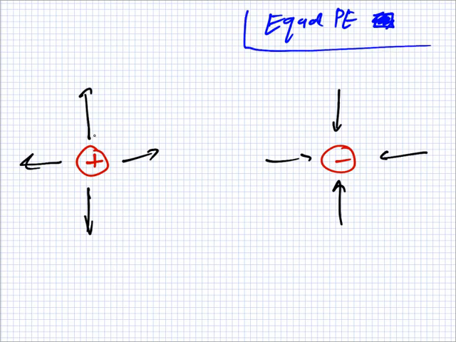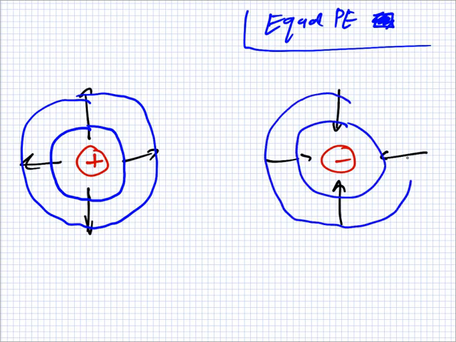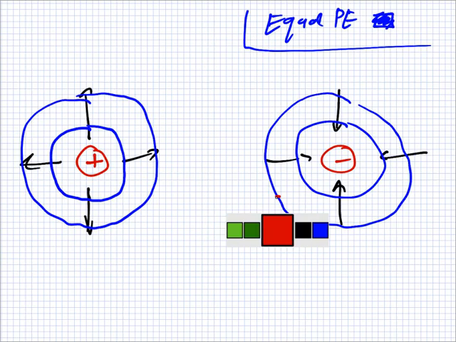Let me draw them here. They actually go like circles around it, like this. You know what I mean. So if you're here, you have the same potential energy as here, or here, or here. Being on one of these circles, you have the same potential as anywhere else on the circle.